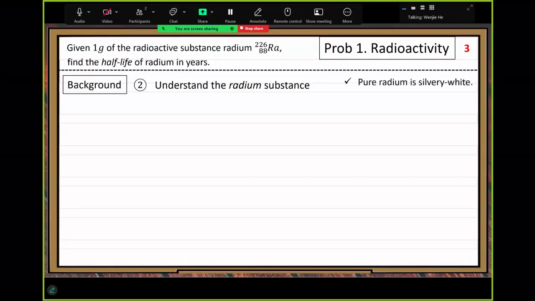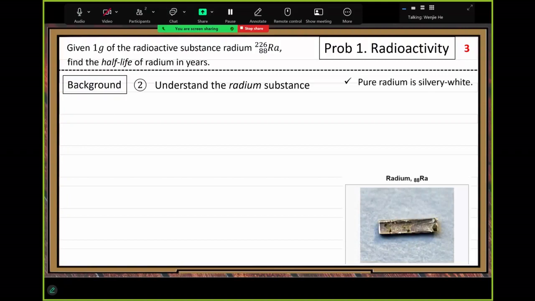All right. So first, I want to show you a picture of pure radium, silver white. Yeah, this picture. Okay, pure radium, like that. All right. Its atomic number is 88. Atomic number, that concept. 88 means its atomic number.